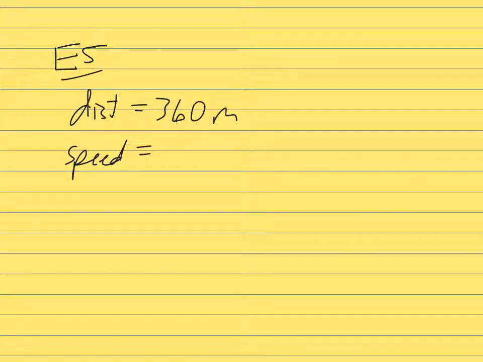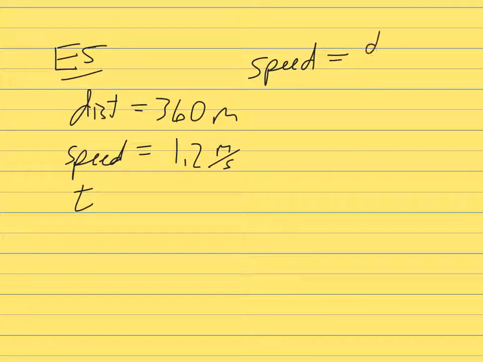Exercise 5. A woman walks a distance of 360 meters with an average speed of 1.2 meters per second. We're asked to find the time it takes her to walk that distance. We know that average speed is going to be the total distance divided by the total time.